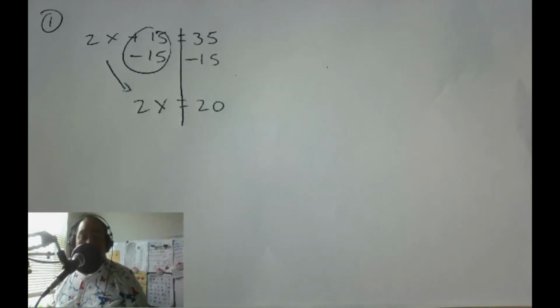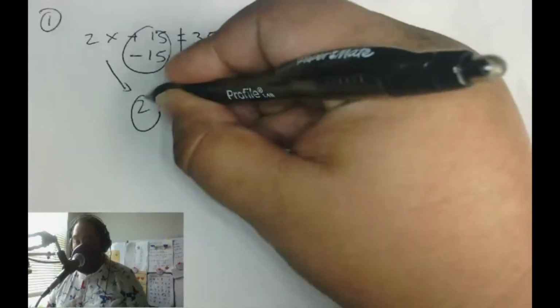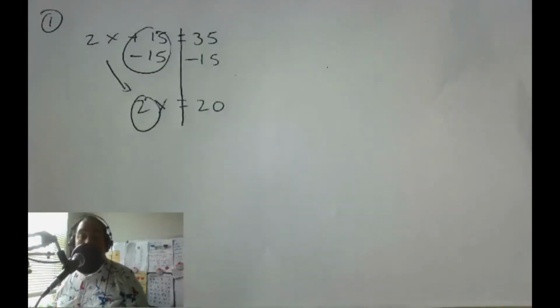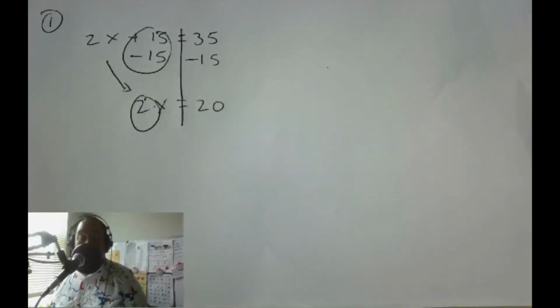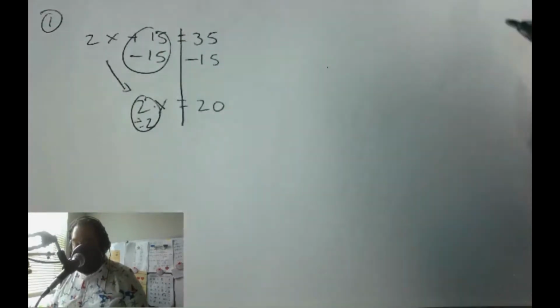But I'm not done, because our goal is to isolate that variable and get it all by itself. So my next step is to use multiplication or division to remove the coefficient, the number in front of x. It is 2x equals 20, so I want to get rid of this 2 in front of my x. That's saying 2 times x. The opposite of multiplying would be dividing, so I'm going to divide by 2.